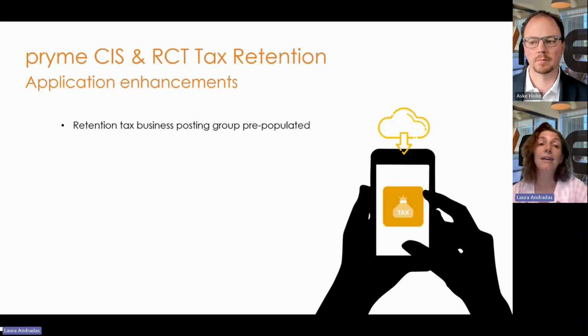And last but not least, the Pryme CIS and RCT tax retention application. In this case, when a tax treatment status has been set on the vendor, the retention tax business posting group will be pre-populated.